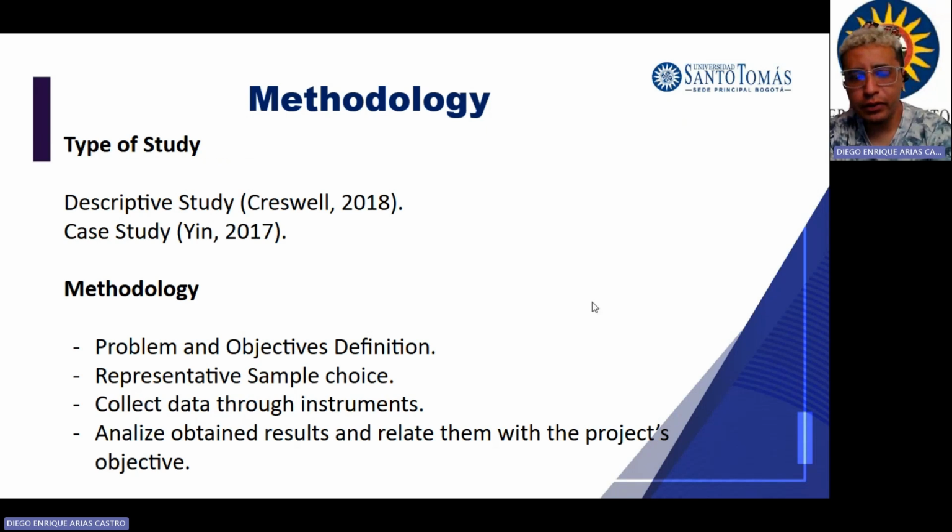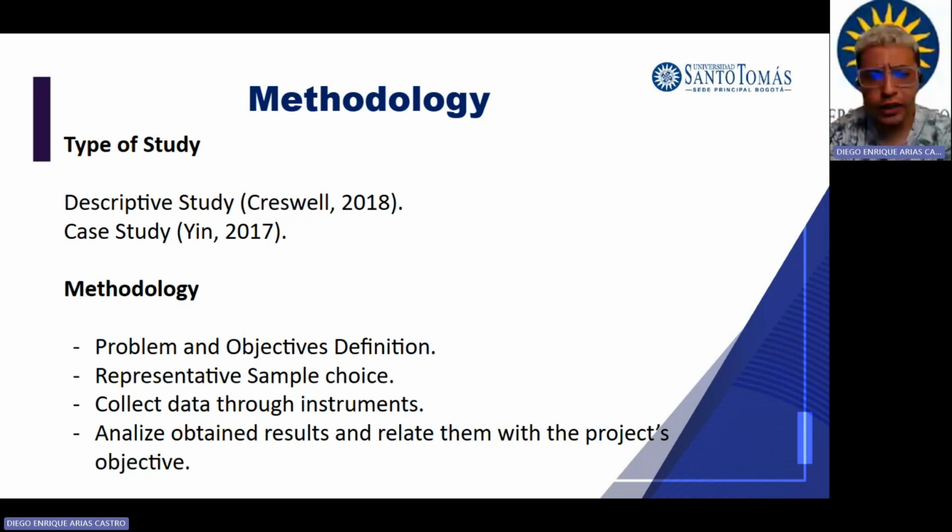Now related to the methodology, it's important to specify that the type of study of this project is a descriptive study. It's a descriptive study because it is focused on trying to describe a specific phenomenon or situation happening in a real life context, and it also has some characteristics of a case study, as we are focusing on a specific context, as I said before, a higher education institution.